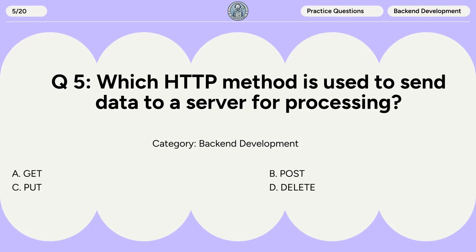Question 5. Which HTTP method is used to send data to a server for processing? A. Get. B. Post. C. Put. D. Delete.